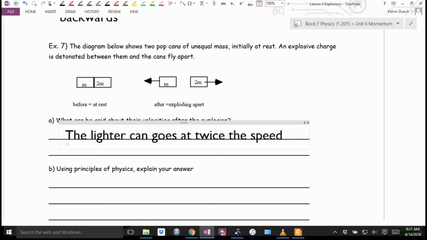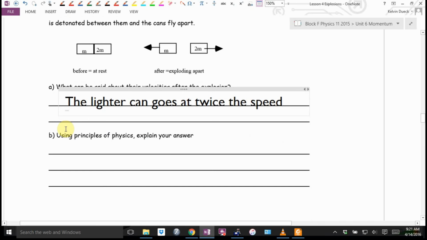And the reason is, it says, using principles of physics, explain your answer. What's your initial momentum here before the explosion? 0. What's your final momentum? 0. You know what? They have the same impulse. Both of them have, so I'm going to say this. How about I call this can 1 and can 2? The impulse of can 1 equals negative the impulse of can 2.